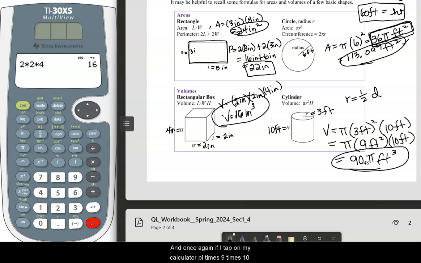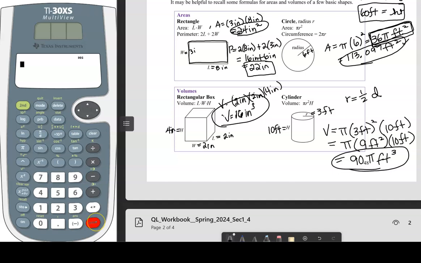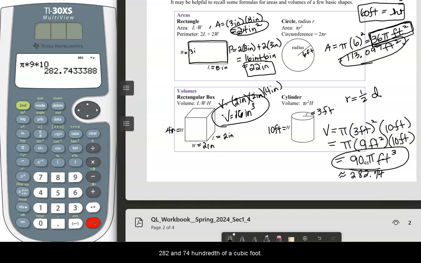So there's our volume worked out with the pi in the answer. And once again, if I tap on my calculator, pi times 9 times 10, hit enter, get 90 pi. I'm going to have to go into mode, down to classic. Second quit. And do it again. Pi times 9 times 10 is approximately 282.74 cubic feet.